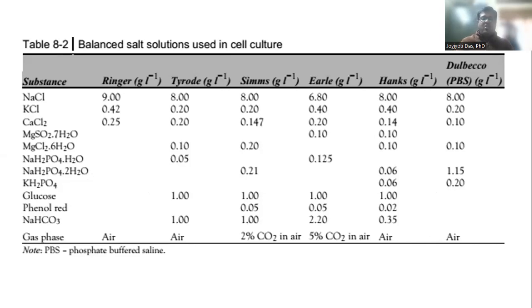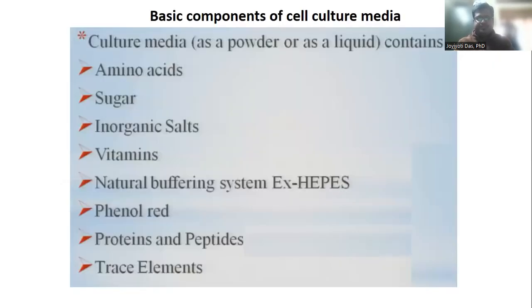Okay, a very commonly used balanced salt solution in routine cell culture laboratories is the phosphate buffered saline, what we call PBS, which comprises sodium chloride, potassium chloride, sodium dihydrogen phosphate, and disodium hydrogen phosphate in autoclaved water. And the pH is maintained around 7.4, which is the physiological pH.